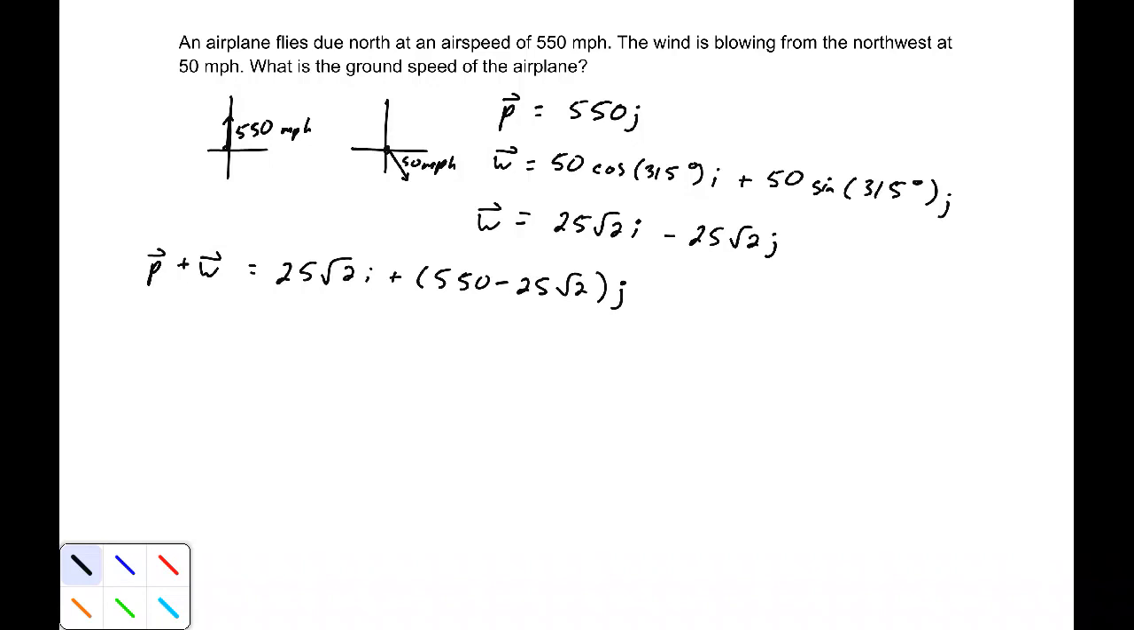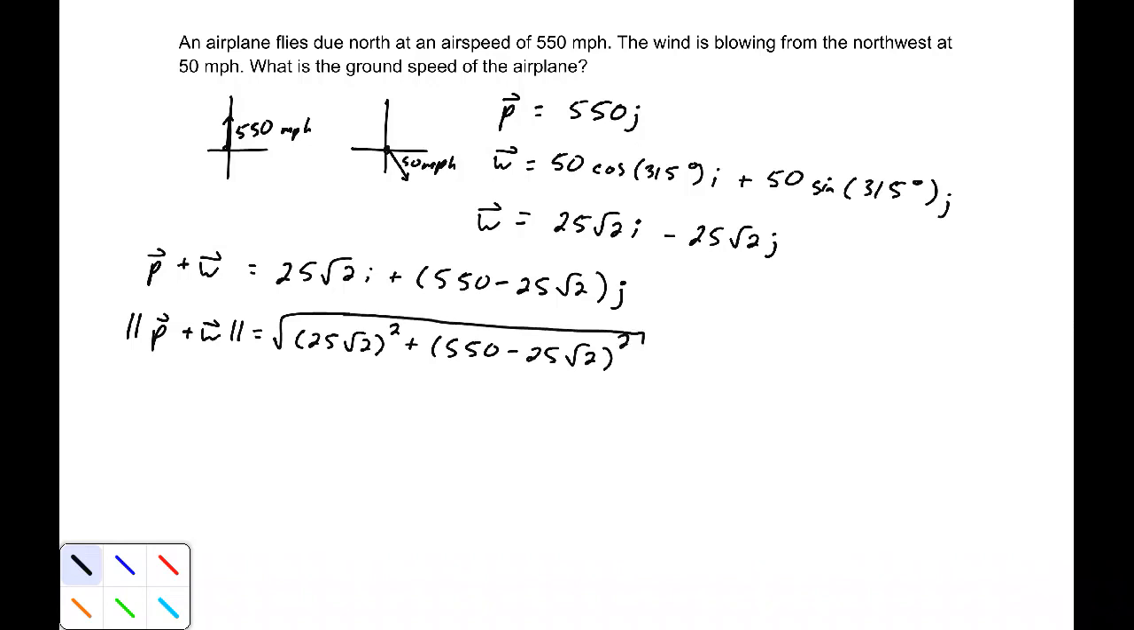So that we can find the ground speed, we want to find the magnitude of this vector. So the magnitude of vector P plus vector W, we'll square each of those components and then take the square root of that sum. So this will be the square root of 25 root 2 squared plus, in parentheses, 550 minus 25 root 2, close parentheses, squared. And when we calculate that, we will get something that is approximately 515.86 miles per hour.